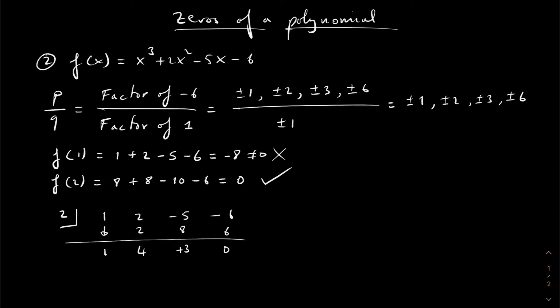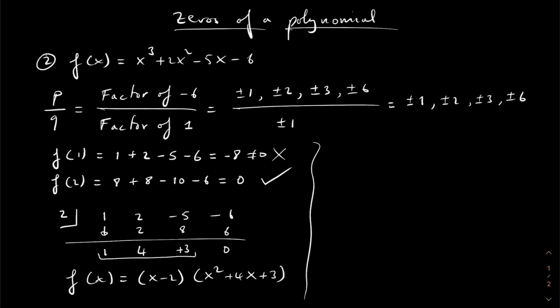And so these three numbers here represent the coefficients of the other factor making up the polynomial. I'm going to write my polynomial as f of x equals x minus 2, coming from the zero 2, times, in parentheses, x squared plus 4x plus 3. Since I have a quadratic now, I can go ahead and factor it because quadratics are easy to factor. So I'm going to write x minus 2 here. Then I'm going to look for two numbers that add up to 4 and multiply to 3. Those numbers are going to be 3 and 1. And so with that, I have my polynomial written in factored form.